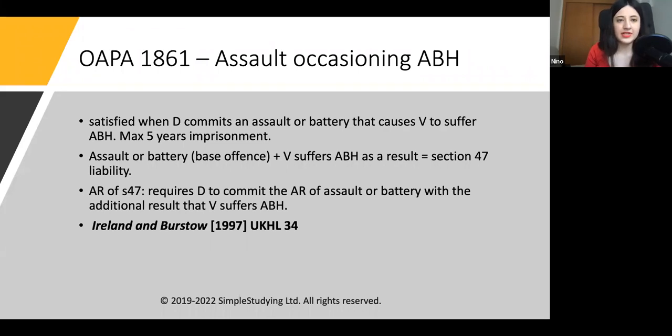Another offence under the Offences against the Person Act 1861 is assault occasioning actual bodily harm. This is satisfied when the defendant commits an assault or battery that causes the victim to suffer actual bodily harm. The maximum sentence for this is 5 years. Assault or battery with resulting harm can be section 47 liability. You need to clarify what the actus reus and mens rea of section 47 are, then apply them to the facts of the case and conclude whether or not it could be actual bodily harm.